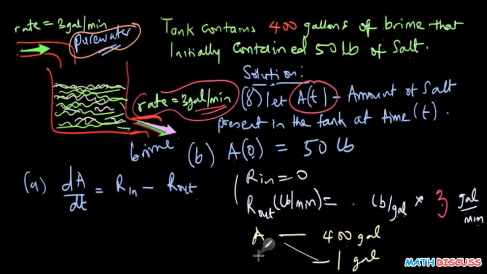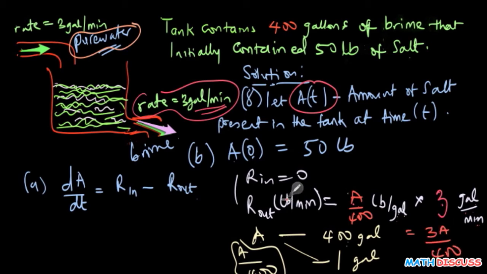So you need to cross multiply. That will be A times 1 all over 400. So this is going to be the concentration of the salt in the solution. That's going to be A all over 400. So you're going to use this. When you multiply this by this together, you have 3A all over 400. So this is R out.